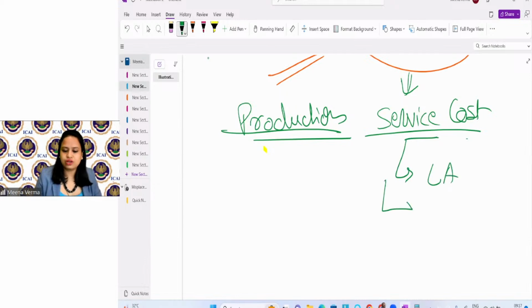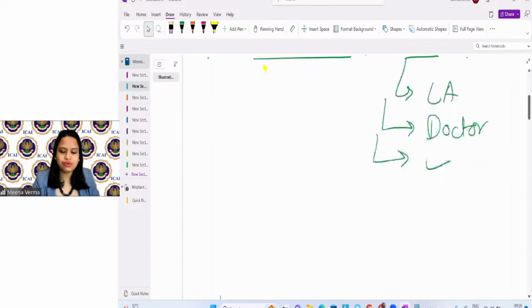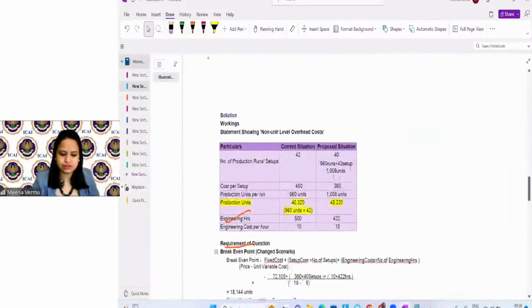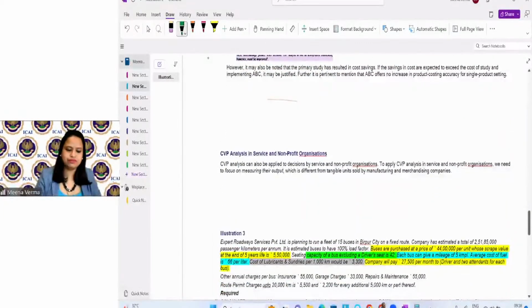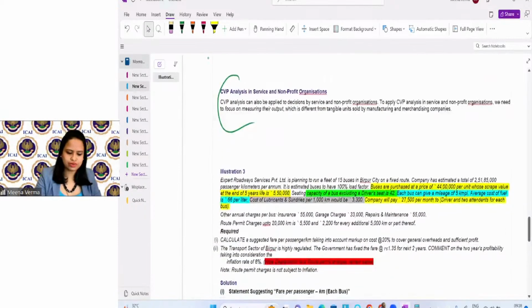CA, doctor or advocate. The airline industry, they provide services. Railway, they provide the service. Railway is a service, not a product. Bus, when you use the transportation of bus, it's a service, not a product. So now we are talking about the service sector. We have a question on the service sector, so I'll give you time, read it, and then we will solve it.